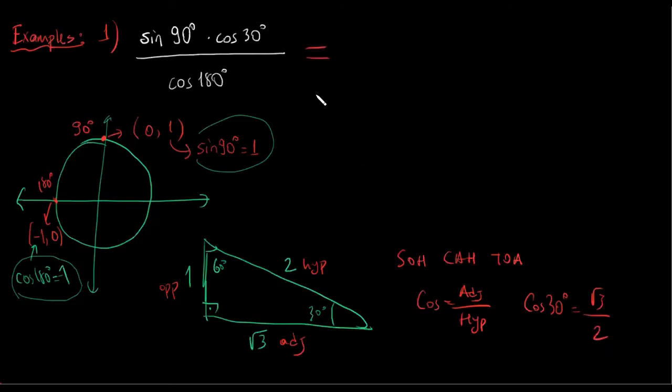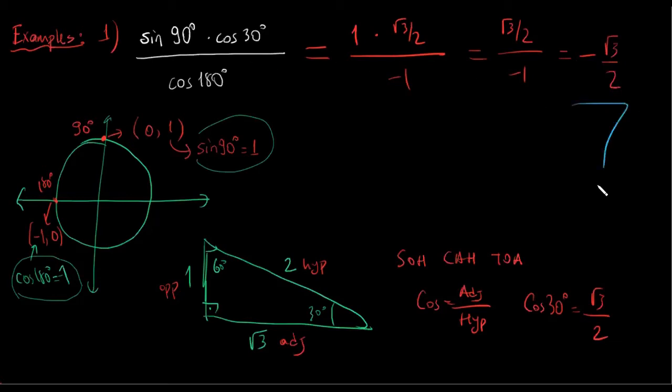So let's continue solving this example. Sine of 90, we have found it. It is 1 times cosine of 30. Cosine of 30 is root 3 over 2, over cosine of 180. Cosine of 180 is -1. So we multiply 1 by root 3 over 2 and we get the same number. When we multiply 1 by any number, we get the same number. Root 3 over 2 over -1. Positive over negative is negative. If you divide a number by 1, you get the same number. Negative root 3 over 2 is going to be our answer. This is the answer. You have a question?